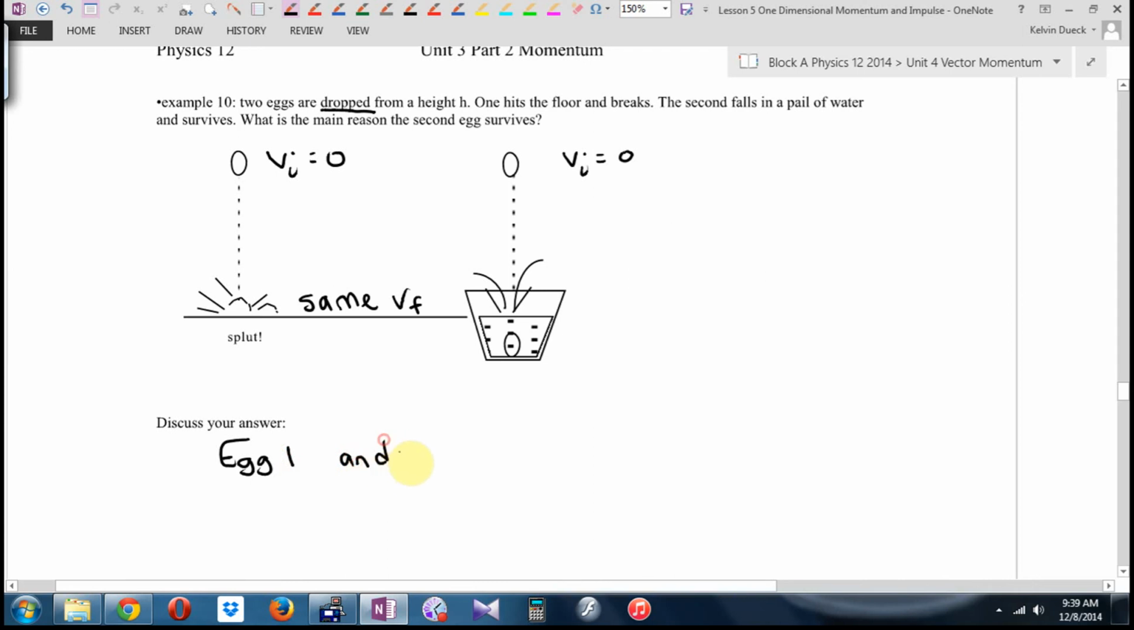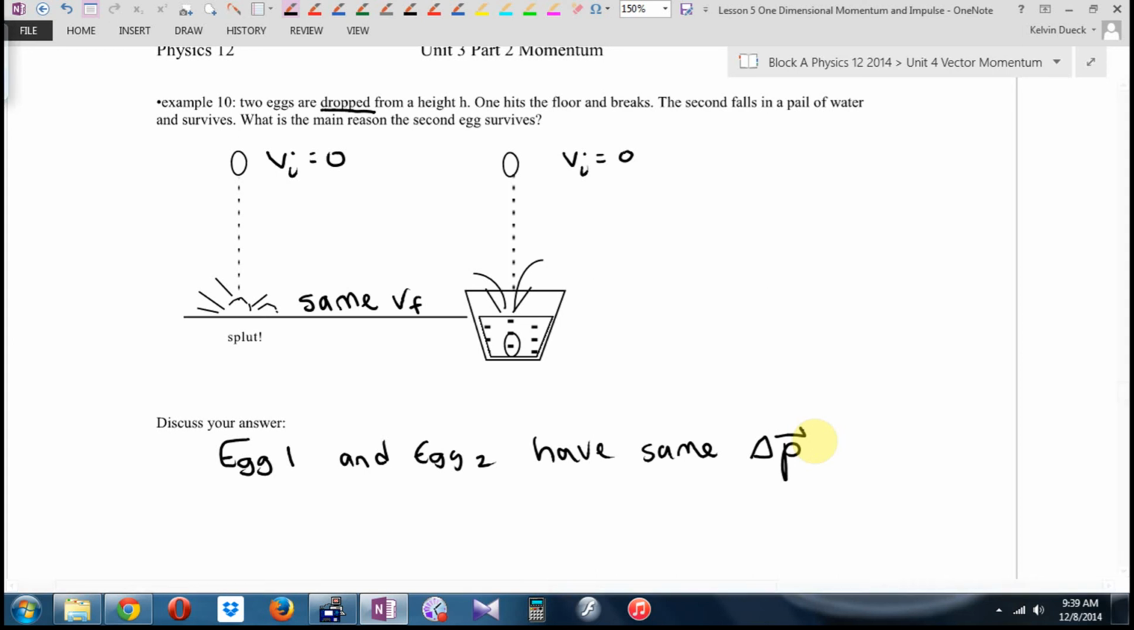Egg 1 and egg 2 have the same change in momentum. What's another word for change in momentum? Impulse. Why? Well, if they got the same mass and the same final velocity and the same initial velocity, hey, that's mv final minus mv initial. It's the same.